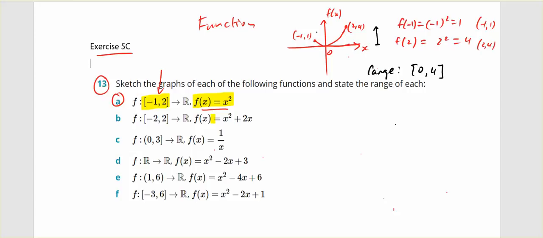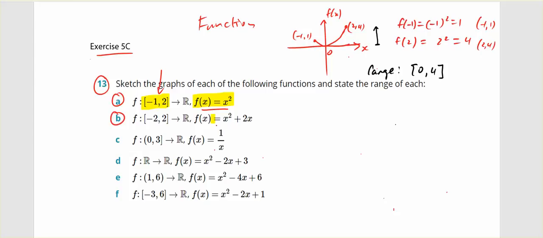Now, the classic mistake people make is they look at the endpoint and go, okay, the endpoint starts at 1 and it stops at 4, and my range is 1 to 4. That's not correct. So you've got to be really careful to get the right range. The range is 0 to 4 in this graph. All right, we'll have a go at B as well.